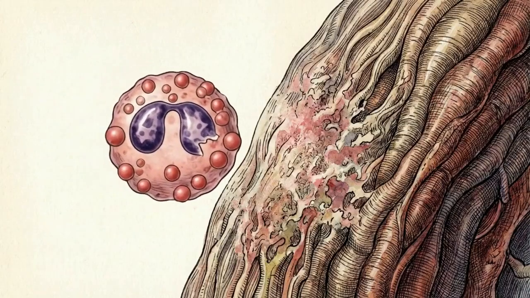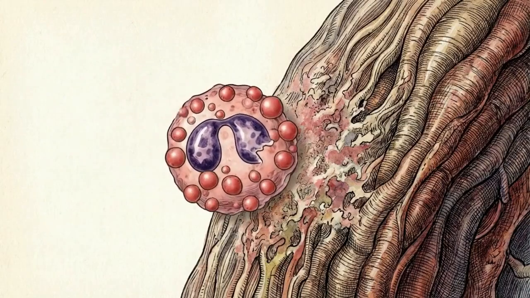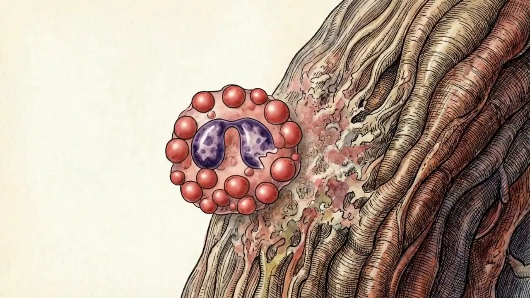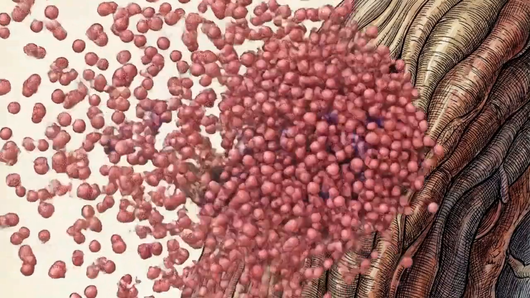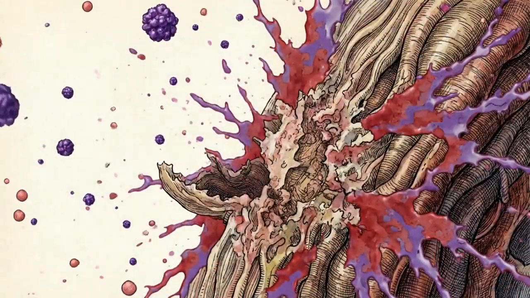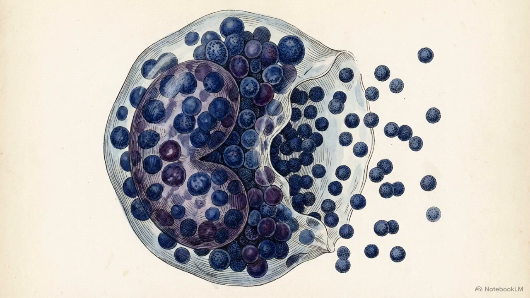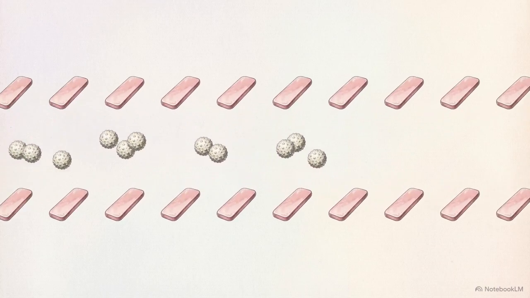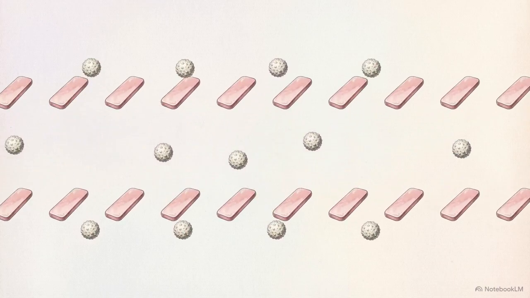Eosinophils utilize granules packed with major basic protein. Because large parasites cannot be phagocytosed, the eosinophil degranulates externally, bombarding the target directly. Basophils mediate immediate allergic hypersensitivity. They rapidly release storage vesicles of histamine and heparin to cause intense vasodilation and flood the tissue with immune factors.